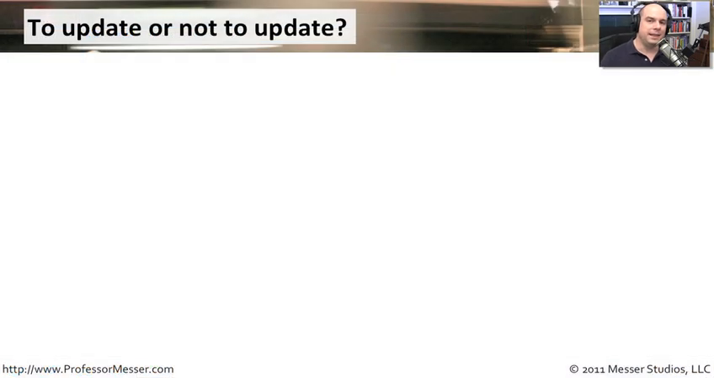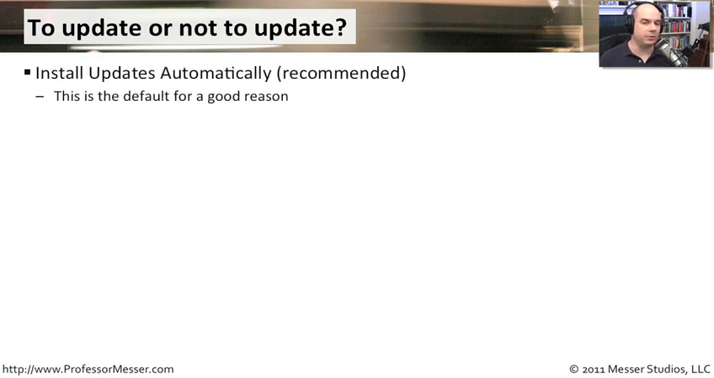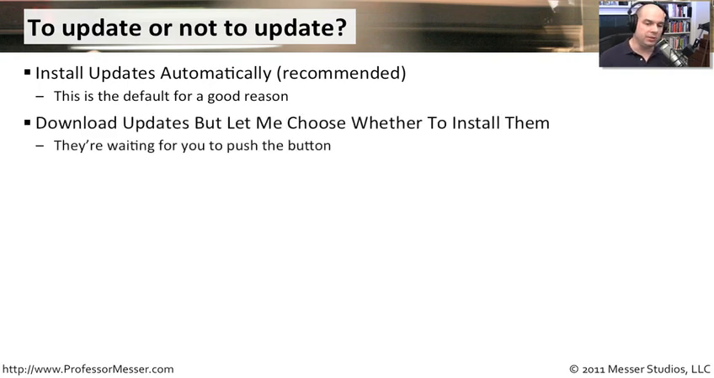So how do you decide then what your computer is going to do when these updates are available? You have some options available. The default and the recommended option is to install the updates automatically. Every time there's a set of important updates, put them on your computer. There's a good reason for that, and we saw with some of those security updates. You could also tell Windows to download the updates, but I'm going to decide whether I would like to install them or not. So you actually have to push the button to say install those updates. It's not going to do it for you automatically behind the scenes.